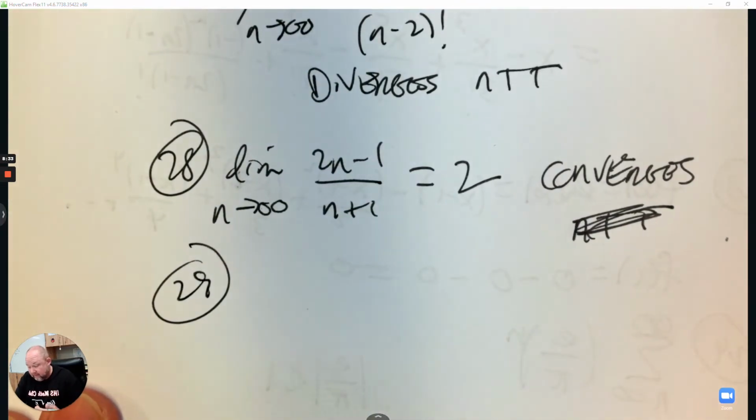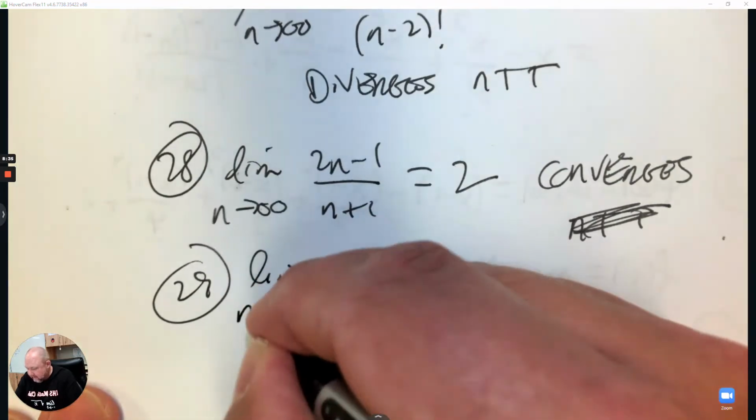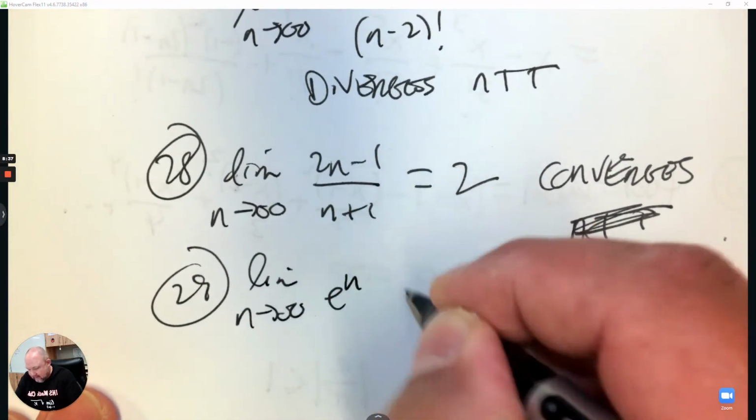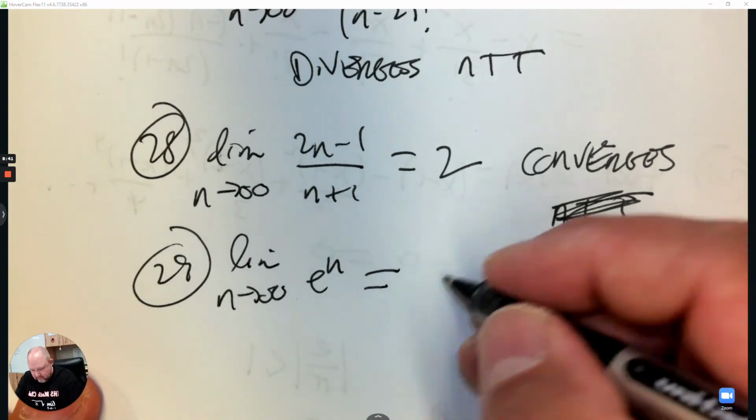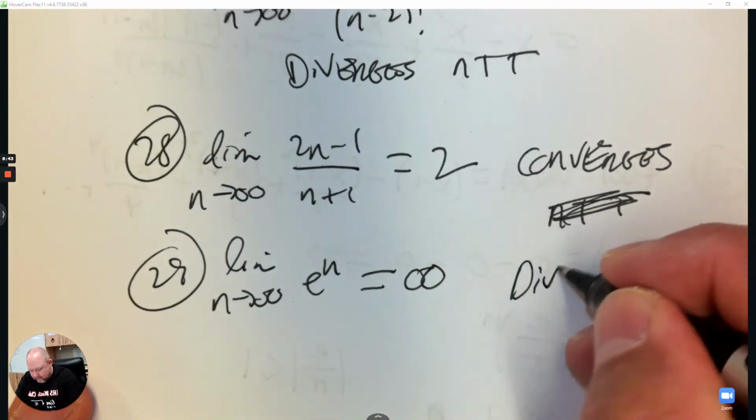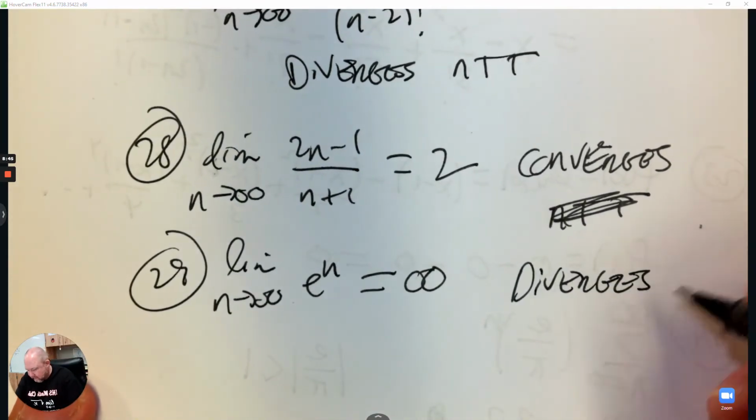So it's a sequence, it's different. The limit as n approaches infinity of e to the n. Well, what's the right-hand behavior of e to the n? It's going up, right? Forever. So this one diverges. It doesn't converge to an answer.